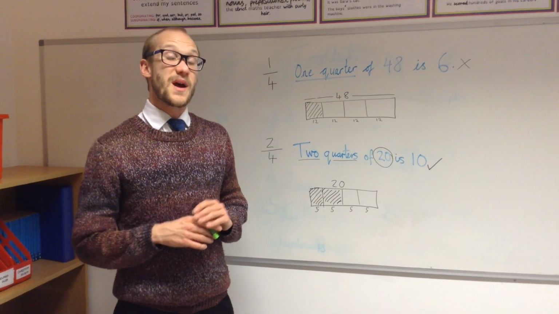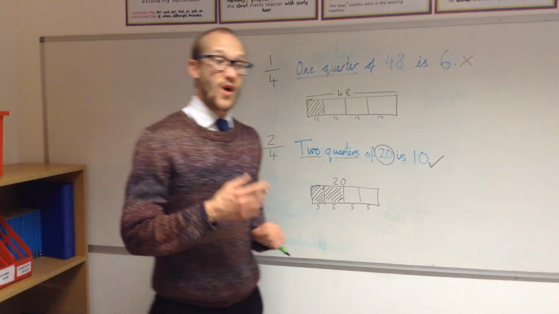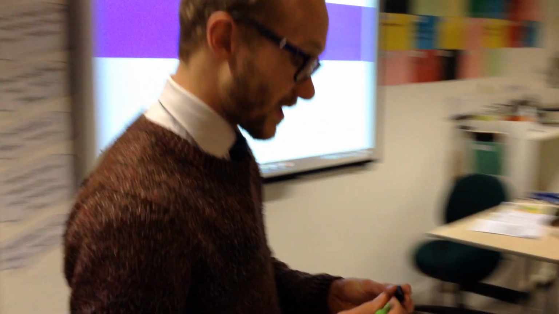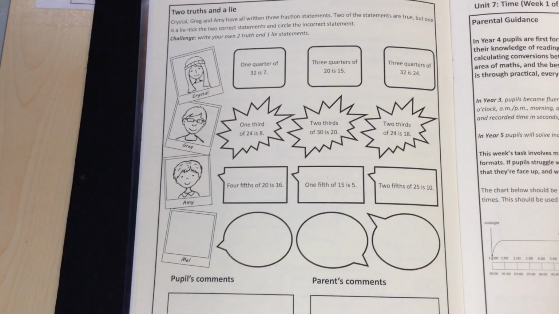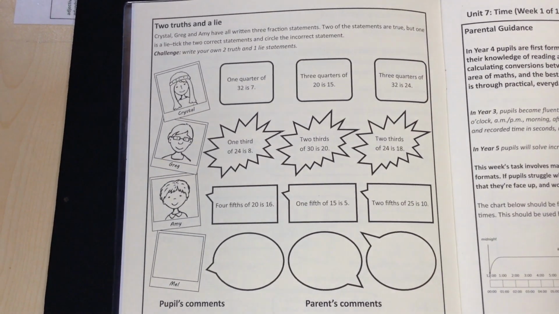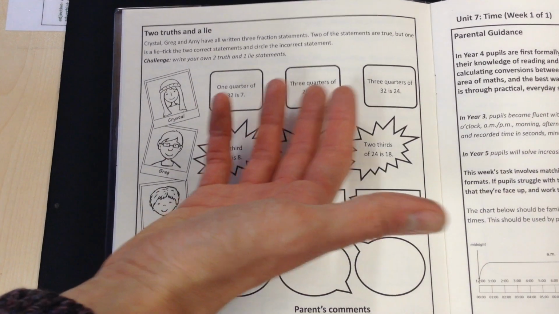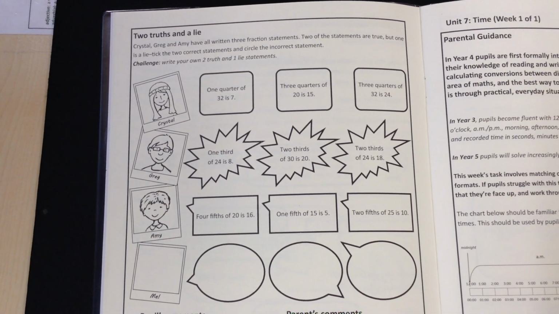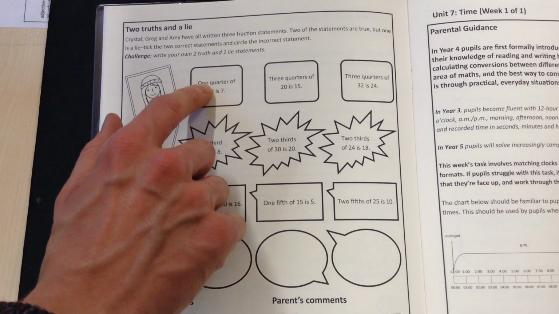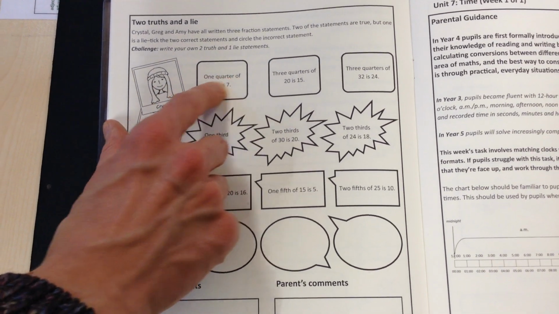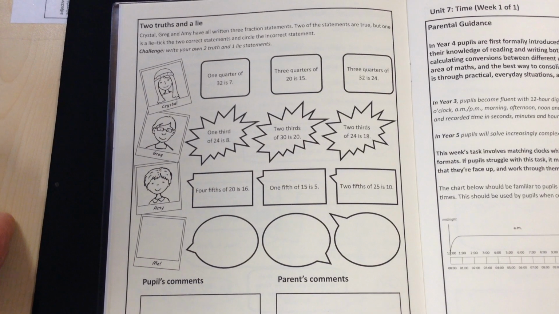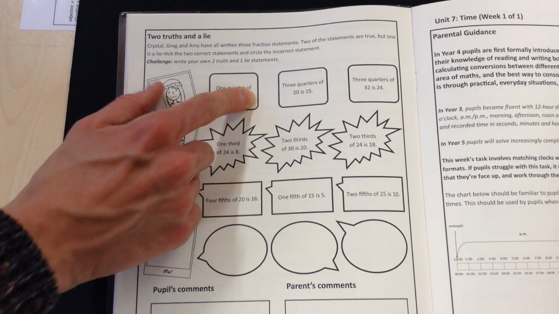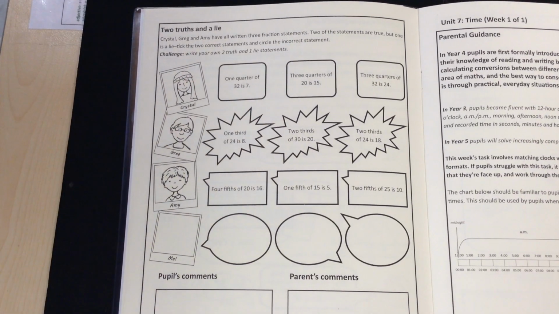So to get a little bit of practice of these different methods, we've got an activity in this week's maths book for you. And 3 children, Crystal, Greg and Amy, each have written 3 statements. One of those statements is incorrect. One of them is false. So for each of them, the children is going to have to work out 1/4 of 32. And they can either tick it if it's correct or cross it if it's incorrect.